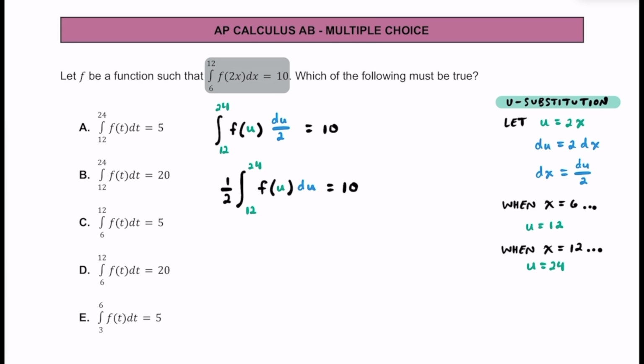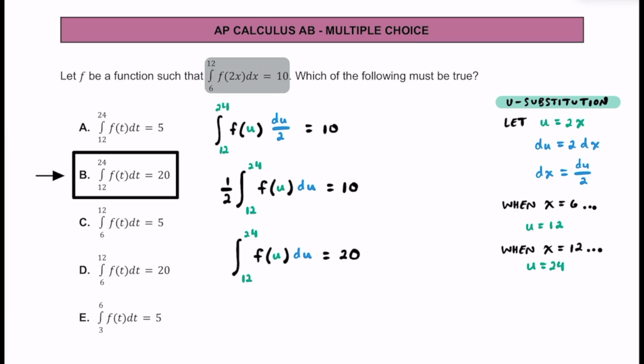Now, if you want to get rid of this 1/2 that's in front, let's just multiply both sides by 2. If we multiply both sides by 2 here, that's going to go away. And so we're just left with the integral on the left side, and that would be equal to 20 on the right side. And so if you look at our answer choices here, you can see that B is going to be our answer.